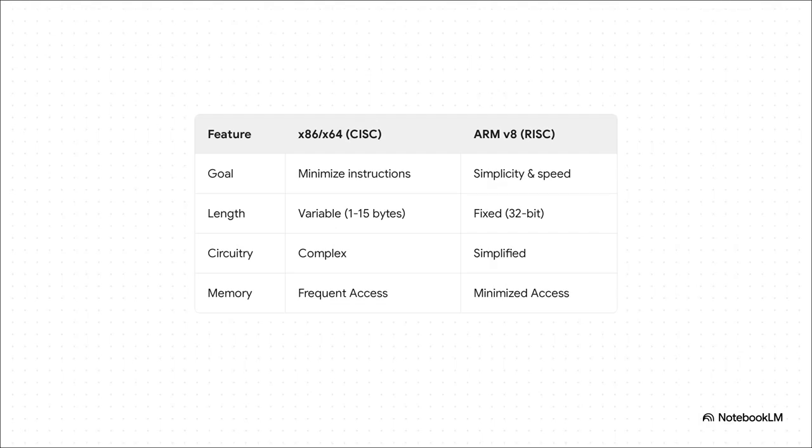For x86, the CISC approach, the goal is to use fewer instructions overall. But the catch is that those instructions can be all over the place in terms of size, which demands some insanely complex circuitry on the chip. Now with ARM, the RISC way, it's all about simplicity and speed. Every single instruction is the exact same, fixed size. This makes the chip's logic way simpler and more efficient. It also means it doesn't have to reach out to the main memory as often, keeping things humming along right inside the processor's own super fast workspace.